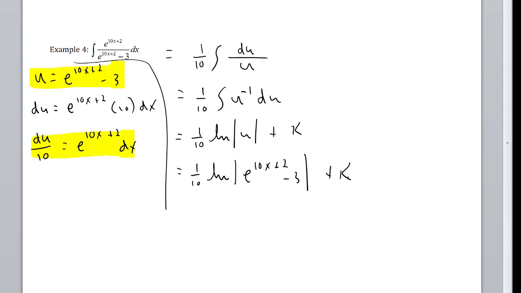And again, take the derivative. Remember the derivative of the natural log, what's inside goes in the denominator. And then its derivative goes in the numerator. Like that. So that is the end of the video.